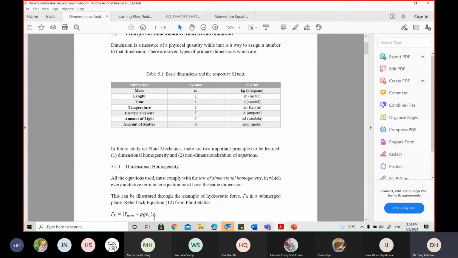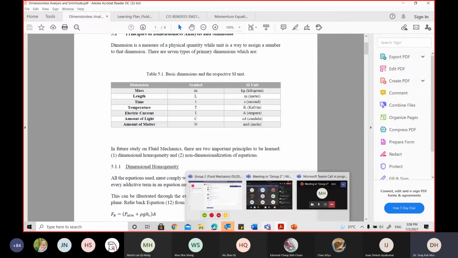For this, F_R equals P_atm times A plus rho g h_c times A. So each of these is a hydrostatic force. And I believe after today's class, you can strengthen a lot on all the previous chapters. Okay, so can I have 5 minutes for this, please? I'll be coming back at 3:03.